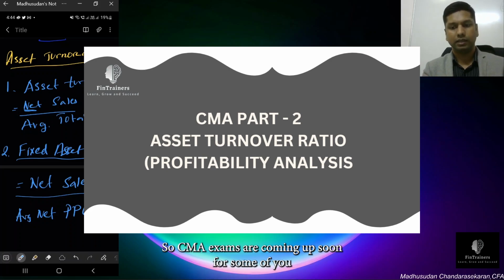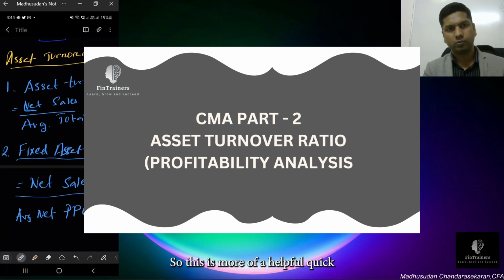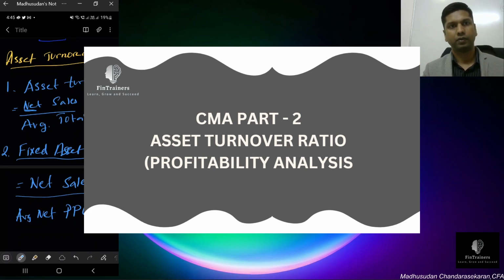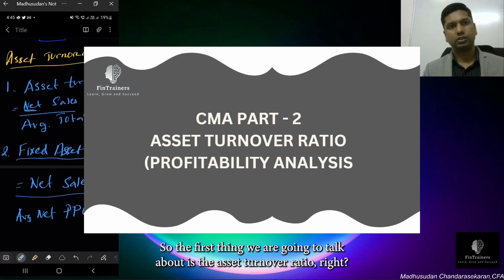So CMA exams are coming up soon for some of you. So this is more of a helpful quick tip on how to understand ratios and how to think about the implication of the ratios. So let's look at it. So the first thing we're going to talk about is the asset turnover ratio, right?